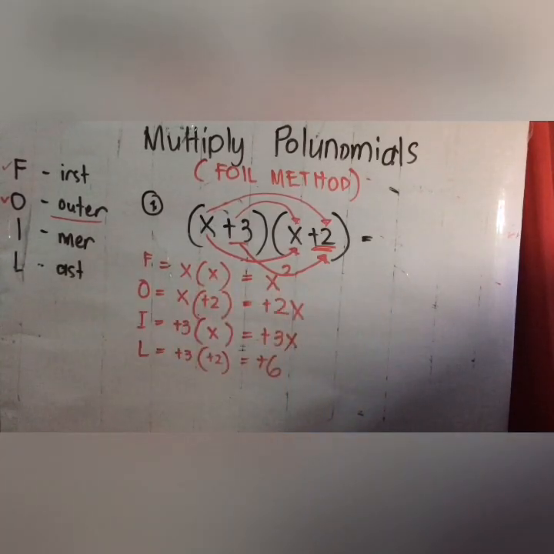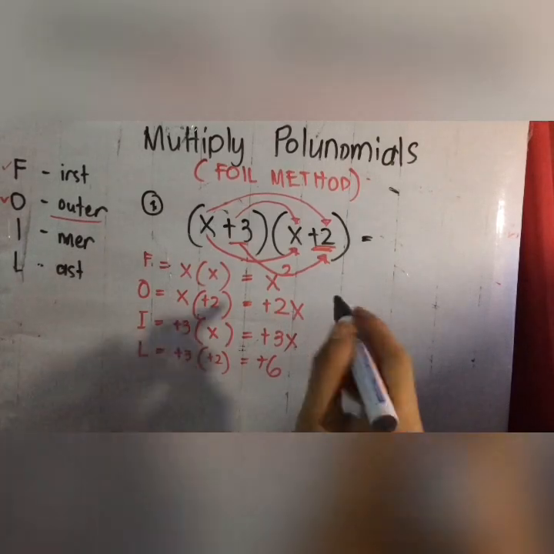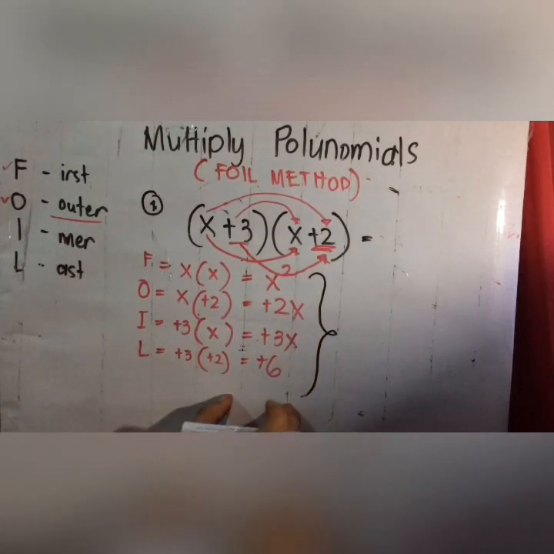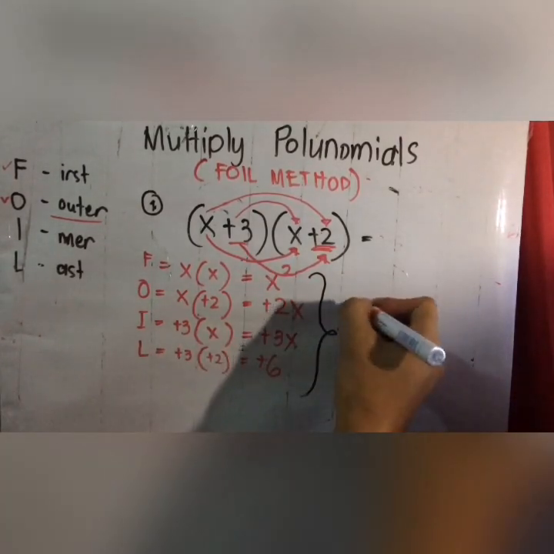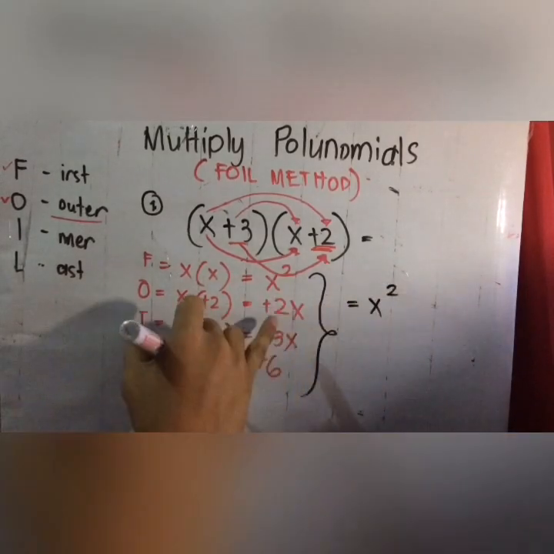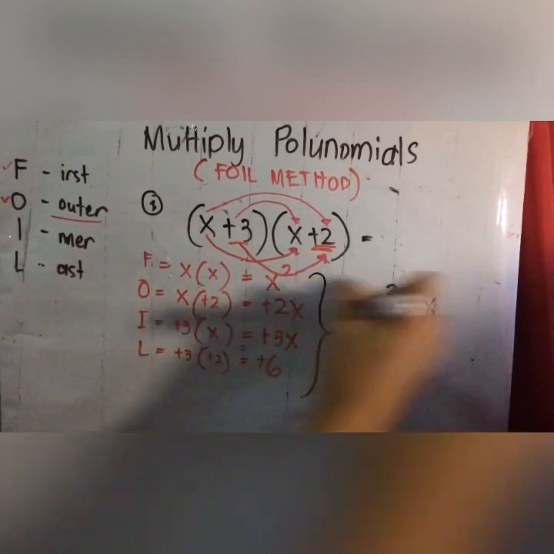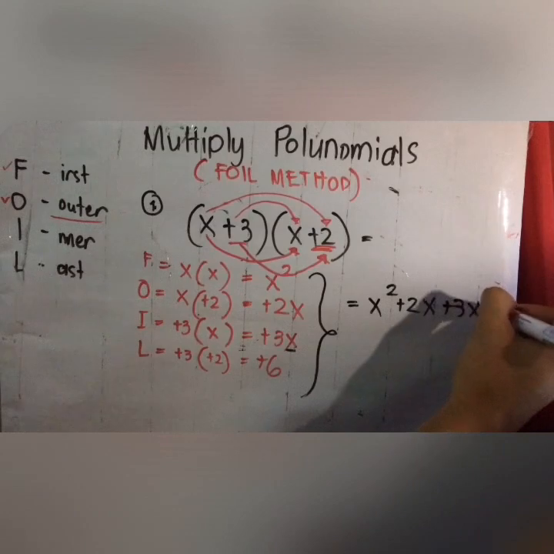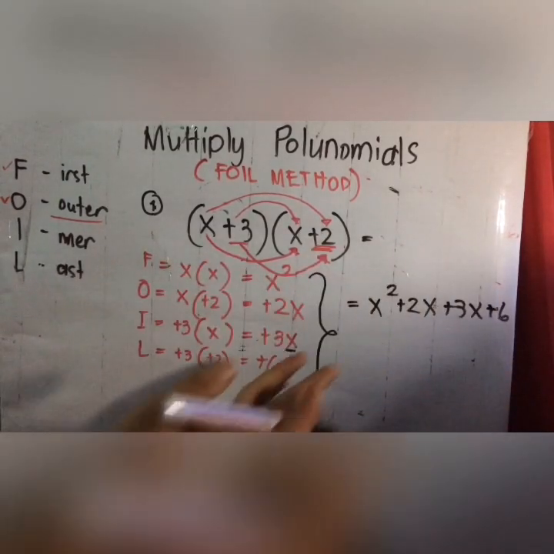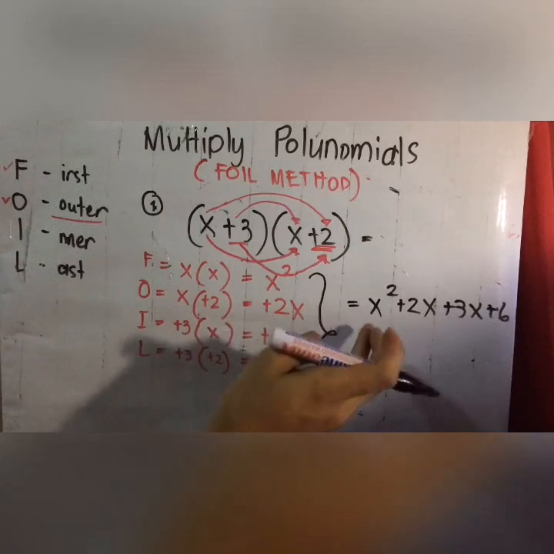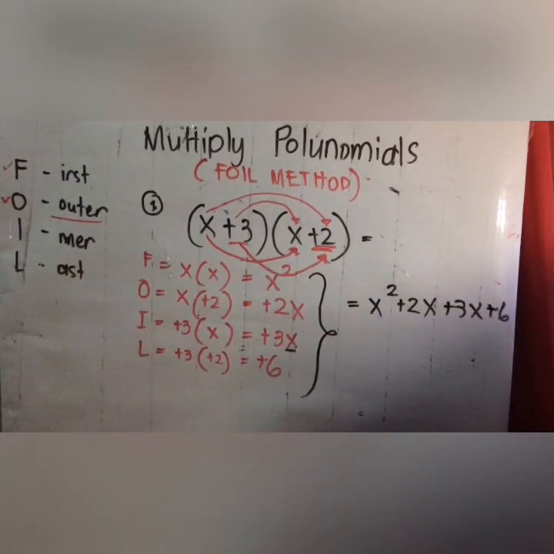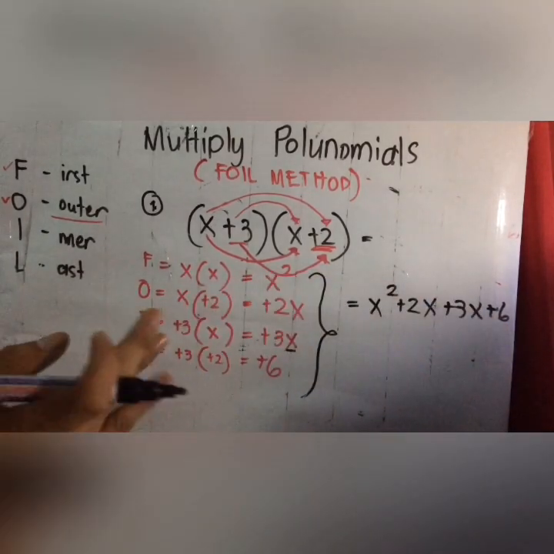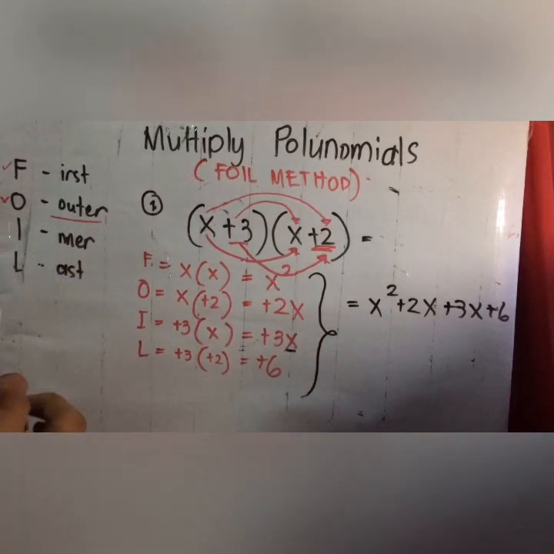And now we proceed to the next step, which is to collect all the products and include the sign. So that is just equal to x squared, next is positive 2x, next is positive 3x, and the next is positive 6. So you have to observe, analyze, or even investigate this given expression. Can this be our final answer? Or do we have terms that can be combined?